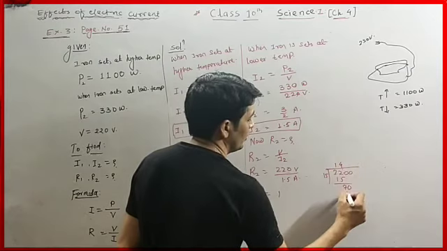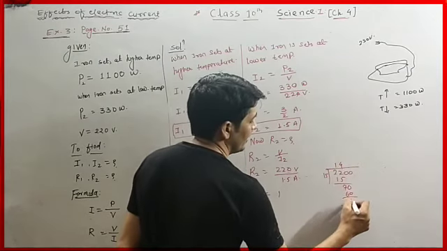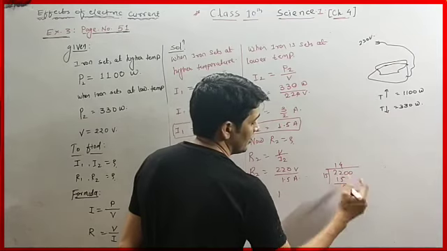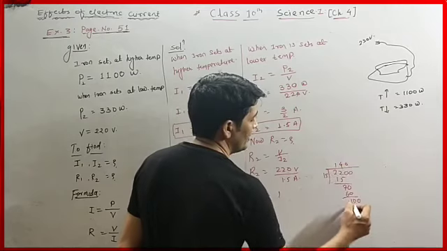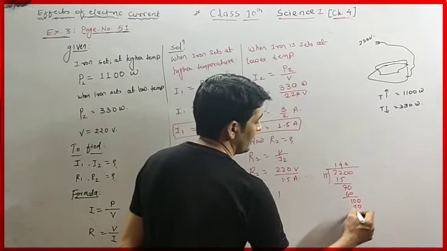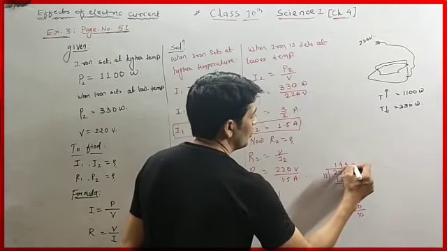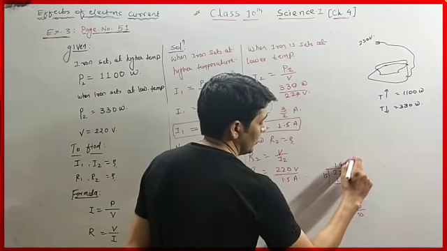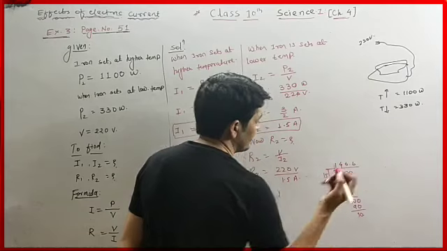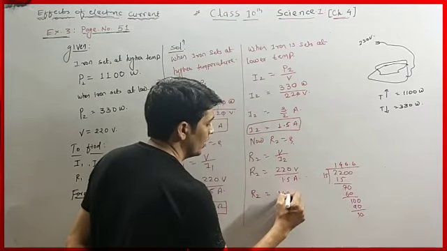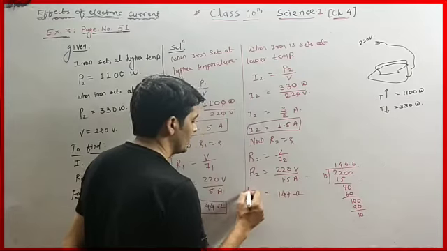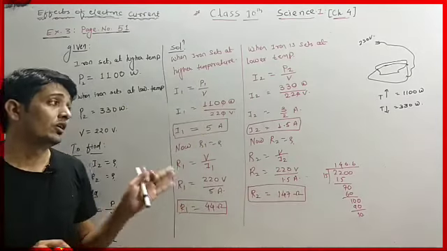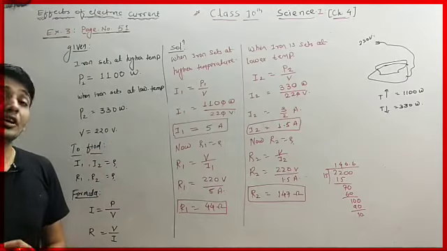It is 4, it is 60. Then will remain 10. Then 0. Then 15 6 are 90. Then again remains 10. So 146.666, that is 147 ohm. Okay, so this is the resistance for when iron is set at a lower temperature.